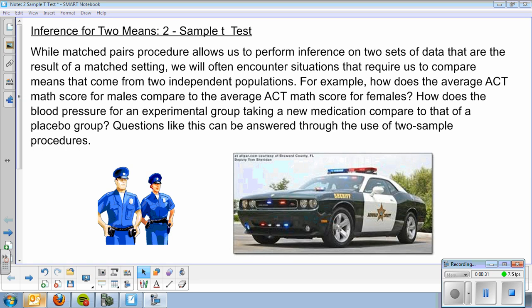So we kind of started to deal with that where we talked about match pairs procedures, and that allows us to perform inference on two sets of data that are the result of a match setting where you find the difference of the two. But sometimes we're going to have means that come from two independent populations. So for example, let's say we wanted to compare the average ACT math score for males to the average ACT math score for females. Or how does the blood pressure for an experimental group taking a new medication compare to that of a placebo group? Questions like this can be answered through the use of two-sample procedures.